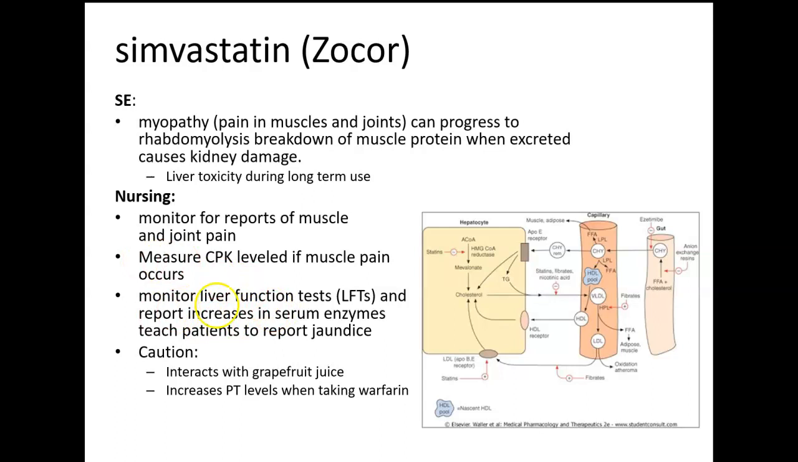We also want to monitor liver function tests. Well, that makes sense, right? Because this drug works in the liver to reduce cholesterol production. So the side effects and the monitoring totally makes sense with the drug. This is a very busy schematic over here. If it's helpful to you, great. If not, don't worry about it. But anyway, it interacts with grapefruit juice and increases protein levels when taking warfarin. That's something that you definitely need to keep track of, because it's possible that somebody could be taking a statin and warfarin at the same time.